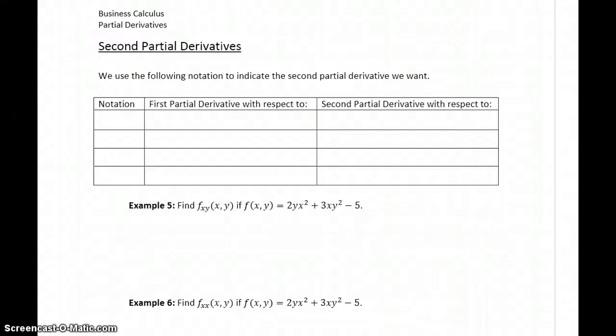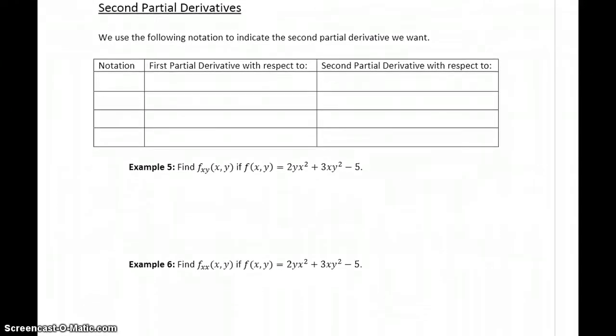We're going to move on to second partial derivatives, but I would strongly encourage you, before moving ahead with this material, to make sure the idea of first partial derivatives makes sense, that for those examples that we worked through, you understand how we got to each of those solutions, because now we're going to build on that and add some more complexity to that same concept.